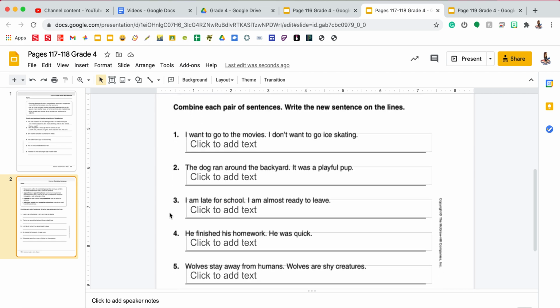On this page, we need to combine the pair of sentences correctly and write the new sentence on the lines. Number 1 says, I want to go to the movies. I don't want to go ice skating. I see 2 simple sentences here that I could combine into one compound sentence by adding a comma and a conjunction. So when I retype this, I'm going to type, I want to go to the movies, comma, but I don't want to go ice skating.